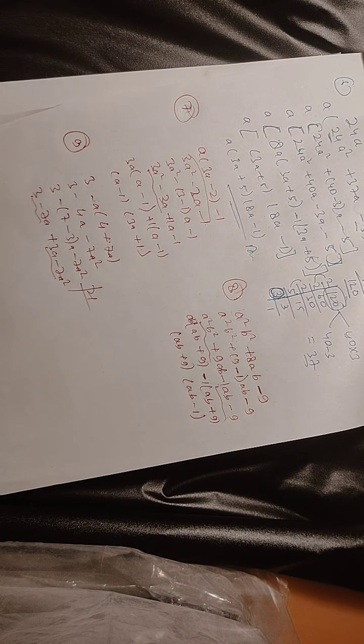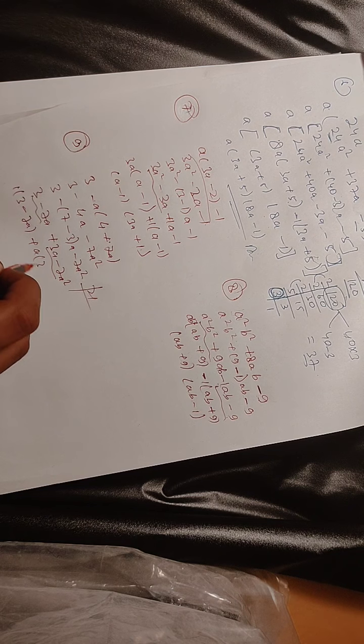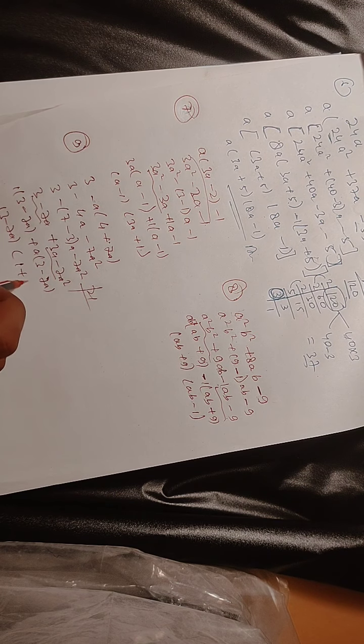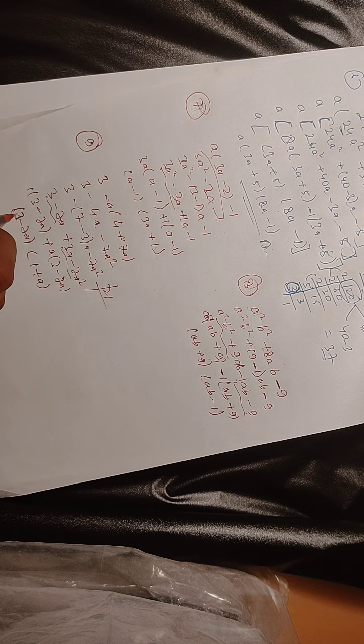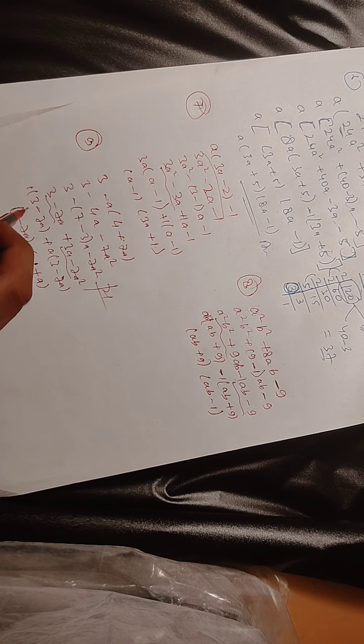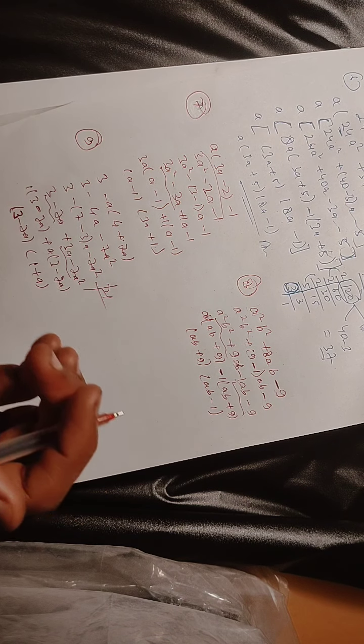Here what is the common? Nothing is common, so you can say this is the common, and here a is the common, so 3 minus 7a. 3 minus 7a you are getting first, and 1 plus a you are getting here. I hope that my writing is good, because students say Bhaiya, your writing is not good.